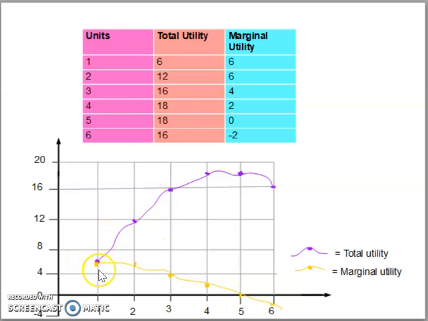Here one more thing comes up, which is known as the law of diminishing marginal utility, and we will talk about it in the next video.